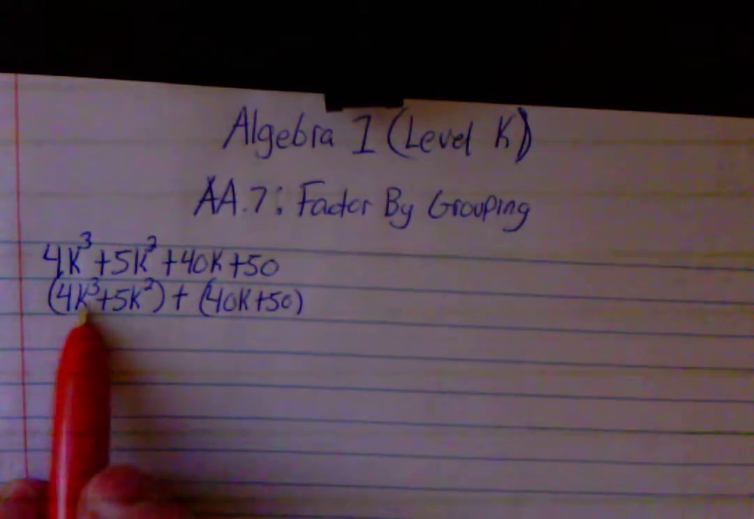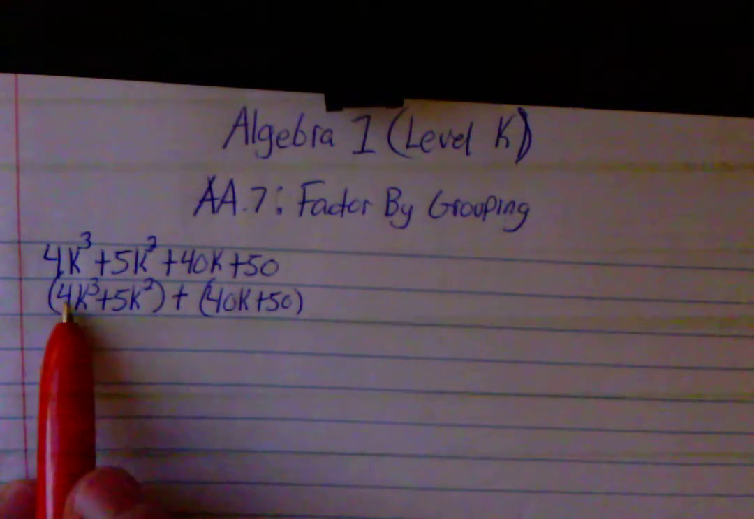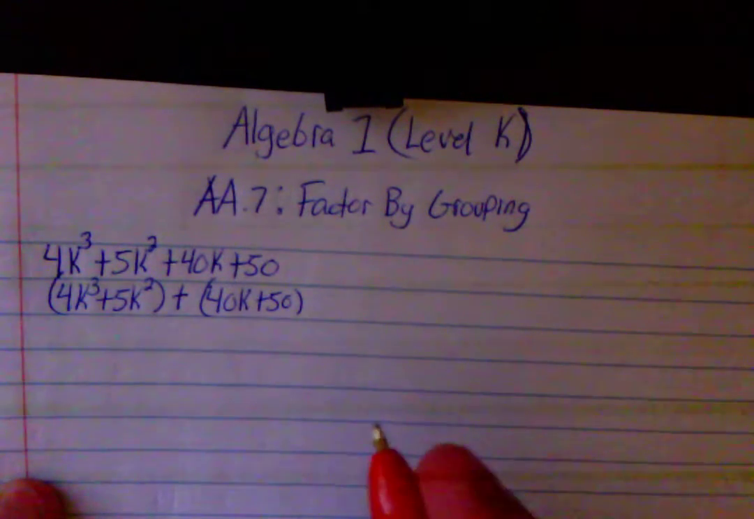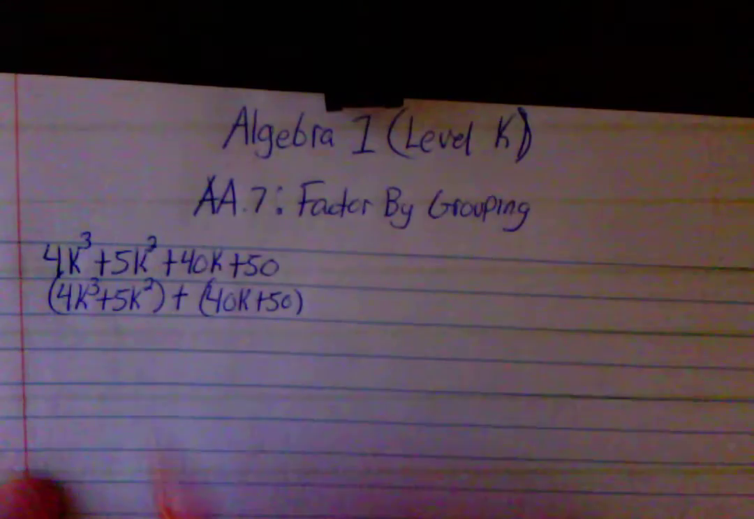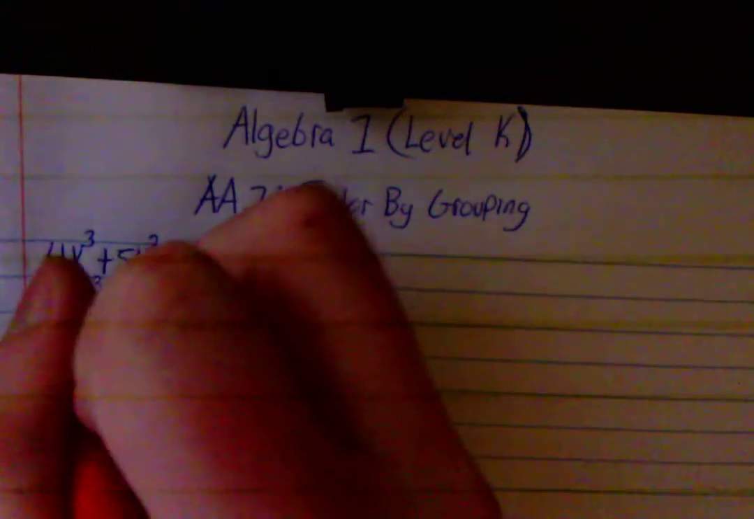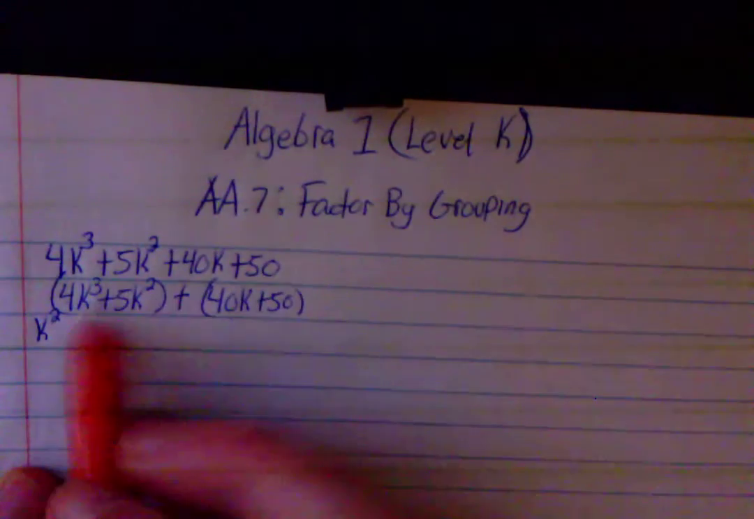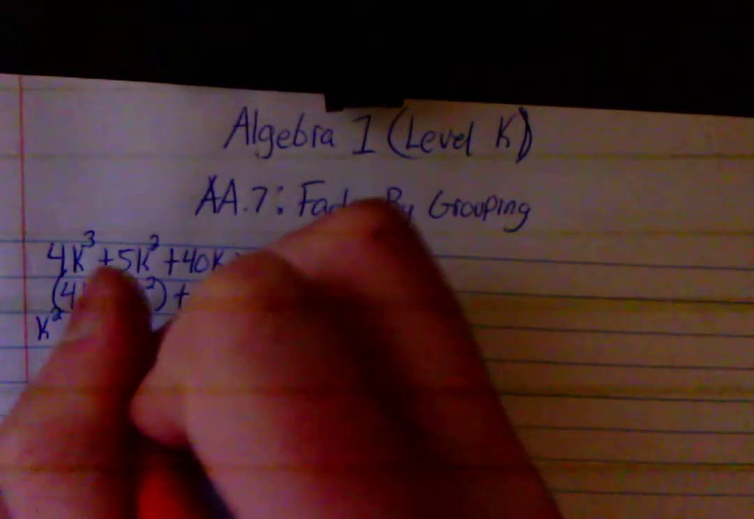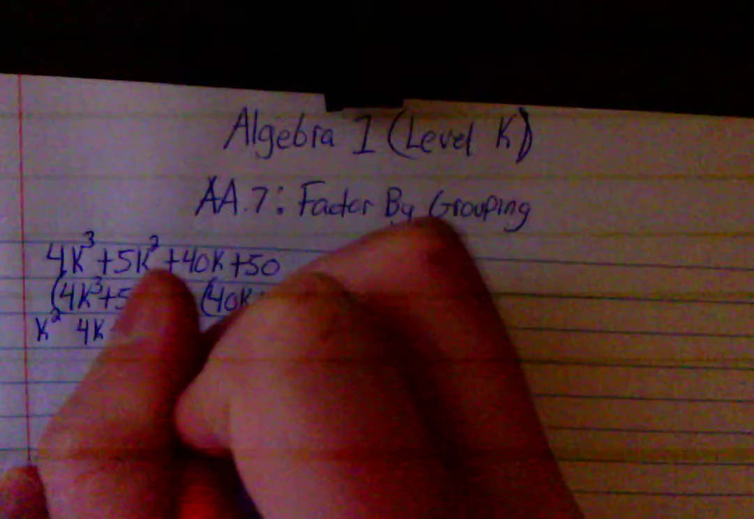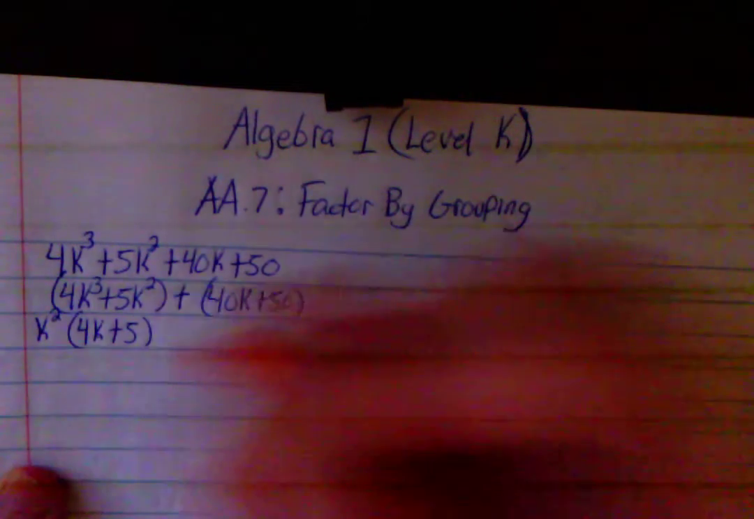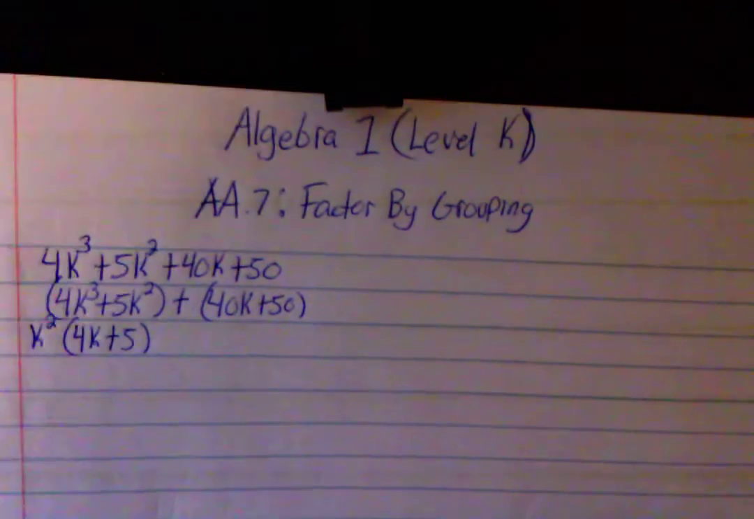So here I have 4k to the third plus 5k squared. 4 and 5 have a common factor of 1. That's no good to us. But k cubed and k squared have a common factor of k squared. So I'm going to take a k squared out of 4k cubed, and I'm going to take a k squared out of 5k squared. Okay.